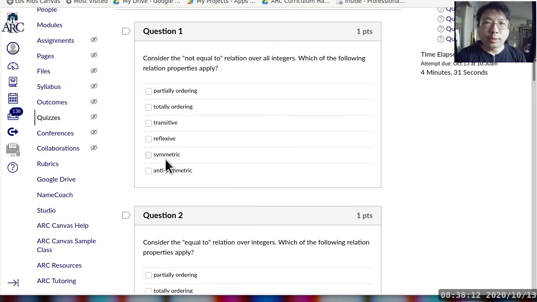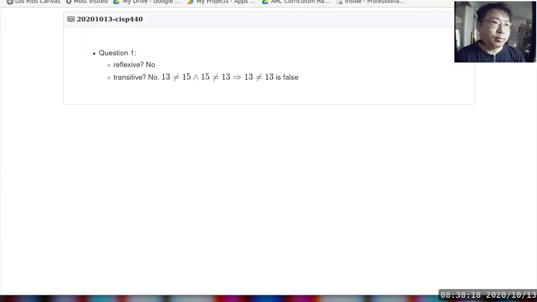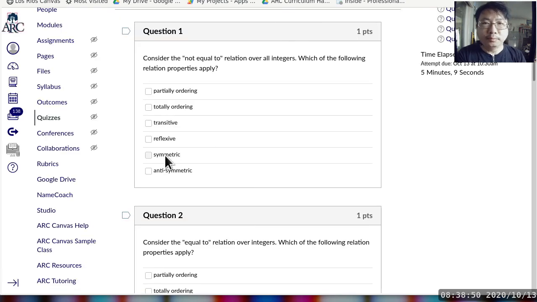The next one is symmetric. We want to look at this part here and ask, is it symmetric? The answer is yes, because A does not equal B if and only if B does not equal A is true, because it goes both ways. Oh, that's not supposed to be Q, that's supposed to be A. There we go. So it is symmetric. And now the question is, is it anti-symmetric?